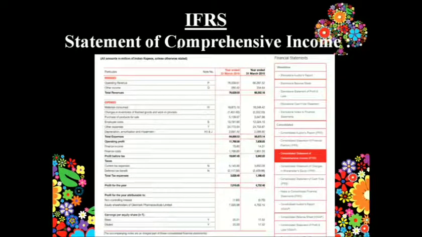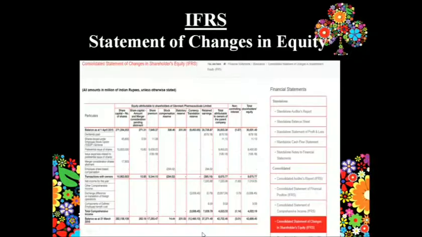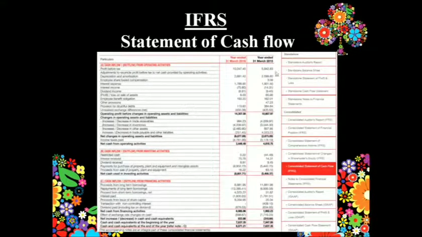In the statement of comprehensive income, you could see the revenue on the top followed by the expenses. Then you could see profit before tax being calculated and profit after tax, which is nothing but the profit for the year. You could also see the earnings per share being calculated. The statement of changes in equity is like this. It's nothing but the change. It shows the statement of retained earnings. And finally, the cash flow statement.